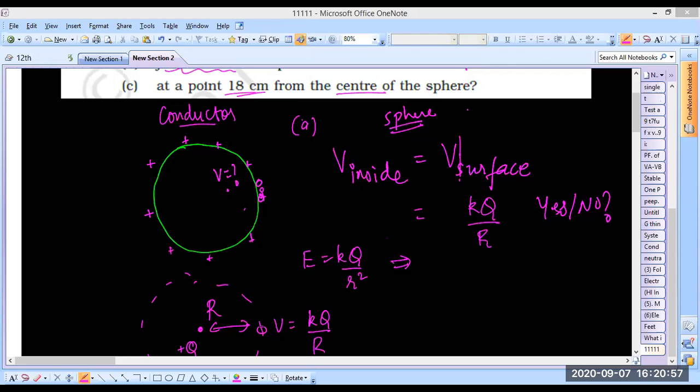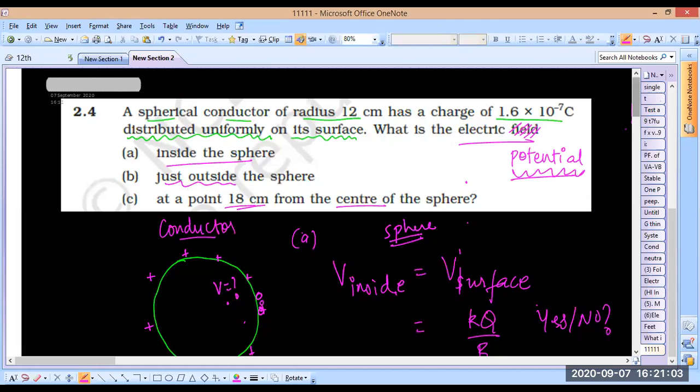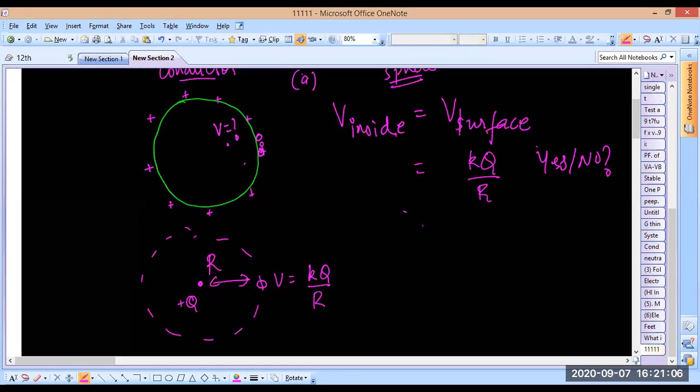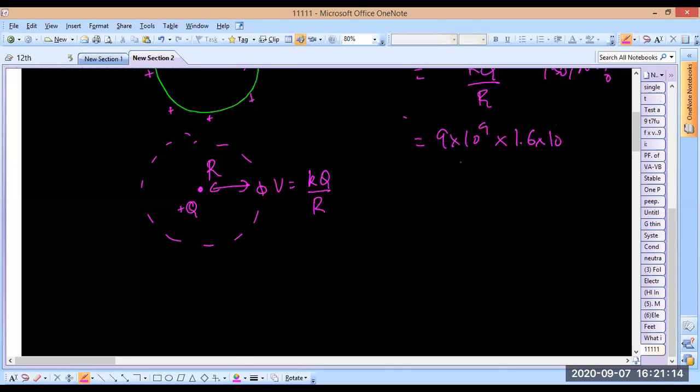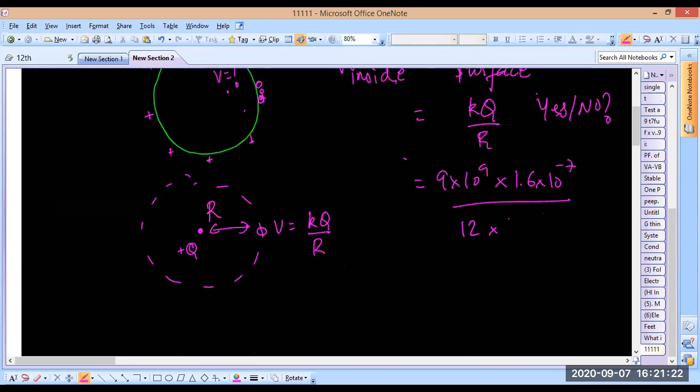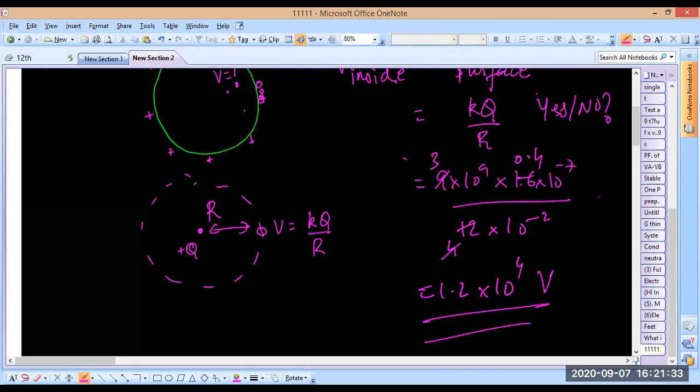All right, let me do it now. I think that's enough. Okay, sorry, over here. So this is equal to 9 into 10 raised to 9. What's the charge? 1.6 into 10 raised to minus 7, divided by R, 12 centimeter. 12 centimeter, right? So 12 into 10 raised to minus 2. Okay, so this is 3, 3 the 3, 4 the, and this is 0.4. So 1.2 into 10 raised to 4 volt. Okay, that's it. I got the correct answer, and so many of you also got the correct answer. Well done.